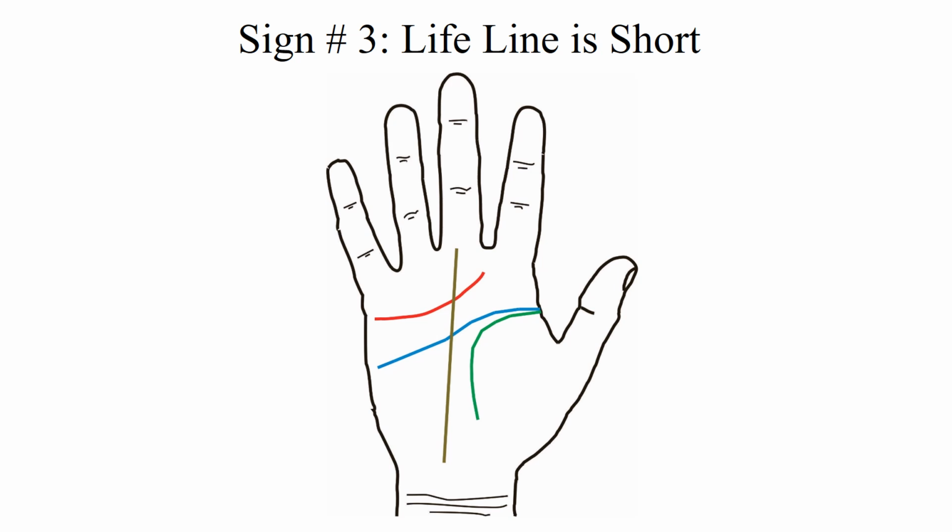Sign number 3. Lifeline is short. A short lifeline would be considered an unfortunate sign, when it ends with a cross or a star. The confirmation that a short lifeline is indicative of fatality is the presence of a bad sign at the age indicated by the lifeline. Such a bad sign could be present on the headline, heart line or fate line. In the absence of a bad sign, a short lifeline does not indicate a short lifespan.